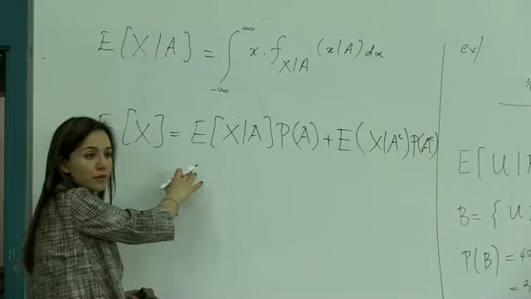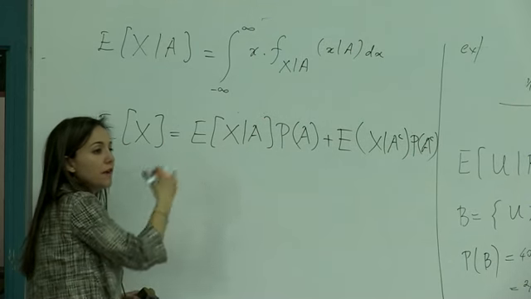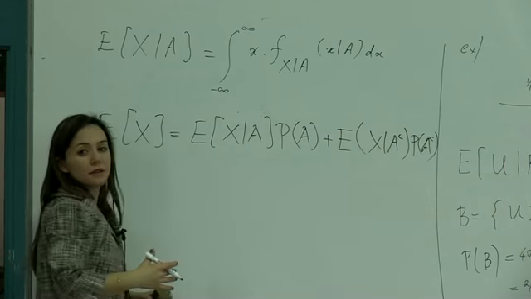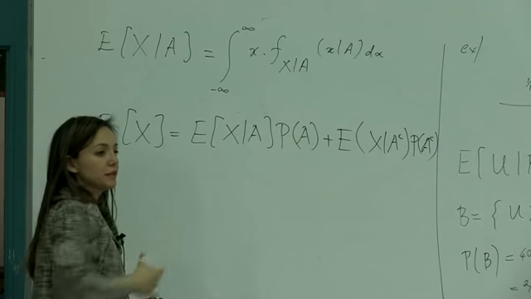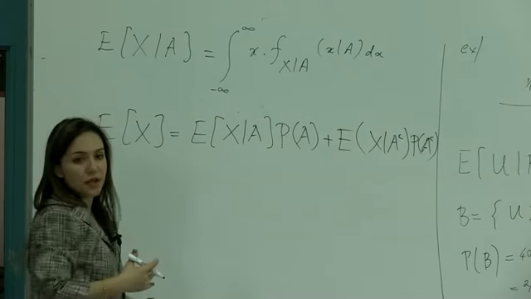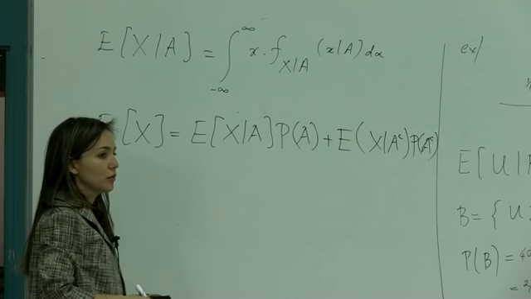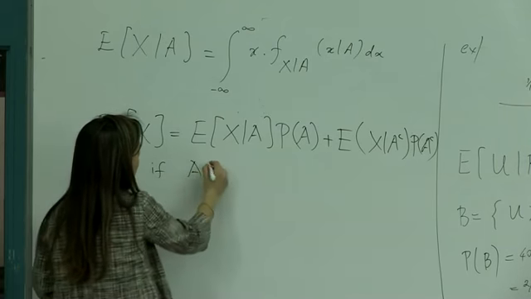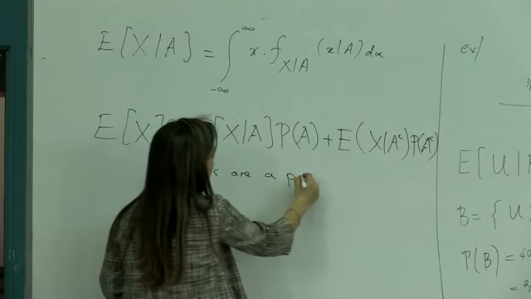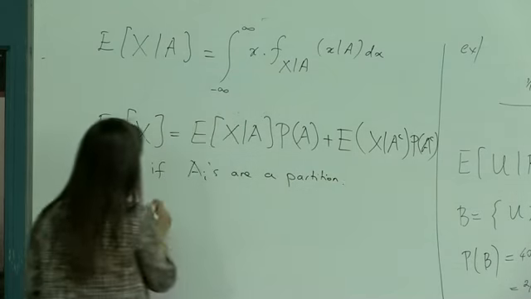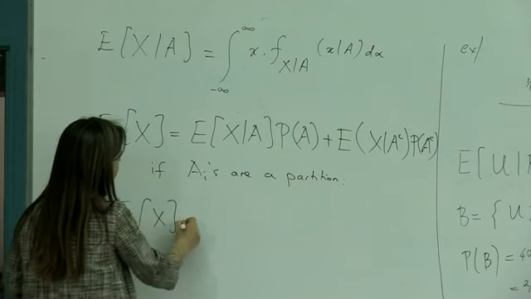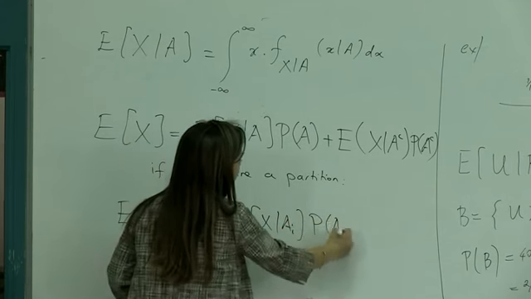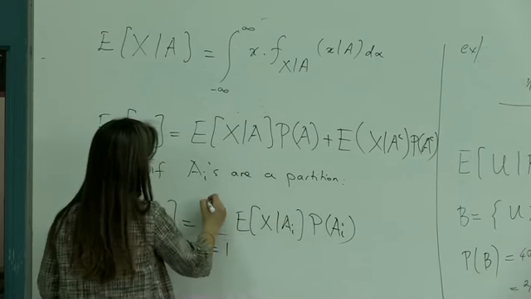Showing that this is true for continuous distributions follows simply, in similar ways to how we proved it in the discrete case. I leave the proof to you as an exercise, but you can guess that it's quite intuitive. In general, if the A_i are a disjoint partition of the sample space, then we can write the expected value of x as the summation of expected value of x given A_i times the probability of A_i, where i goes from 1 to n.